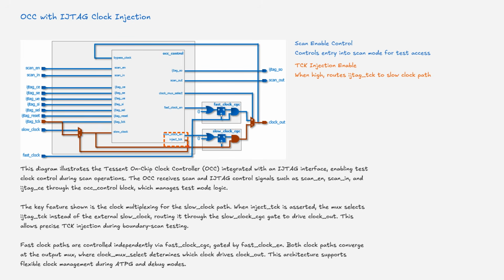When inject TCK is asserted, the MUX selects IJTAG TCK instead of the external slow clock, routing it through the slow clock CGC gate to drive clock out. This allows precise TCK injection during boundary scan testing. Fast clock paths are controlled independently by a fast clock CGC, gated by fast clock enable. Both clock paths converge at the output MUX, where clock MUX select determines which clock drives clock out. This architecture supports flexible clock management during TPG and debug modes.